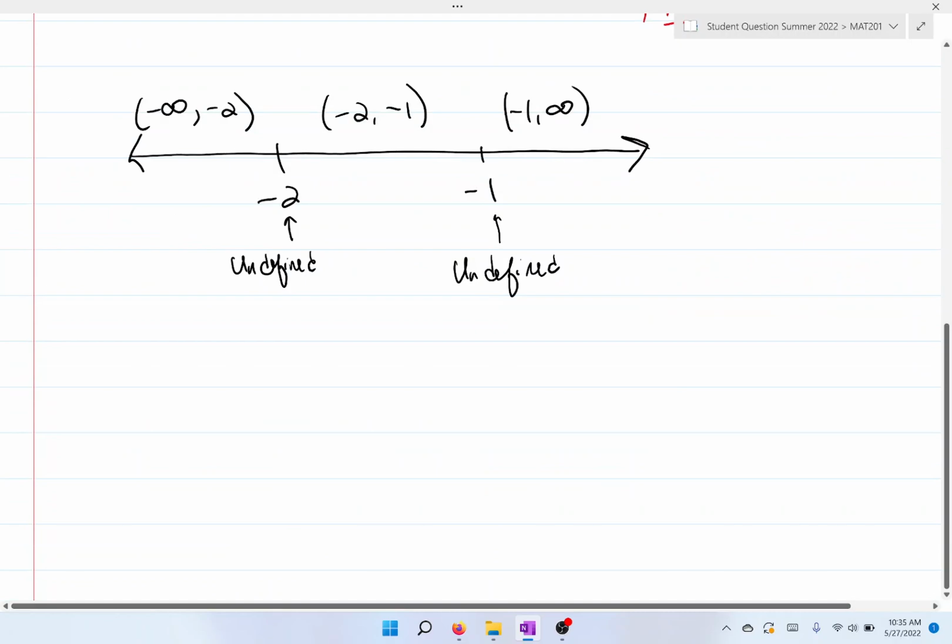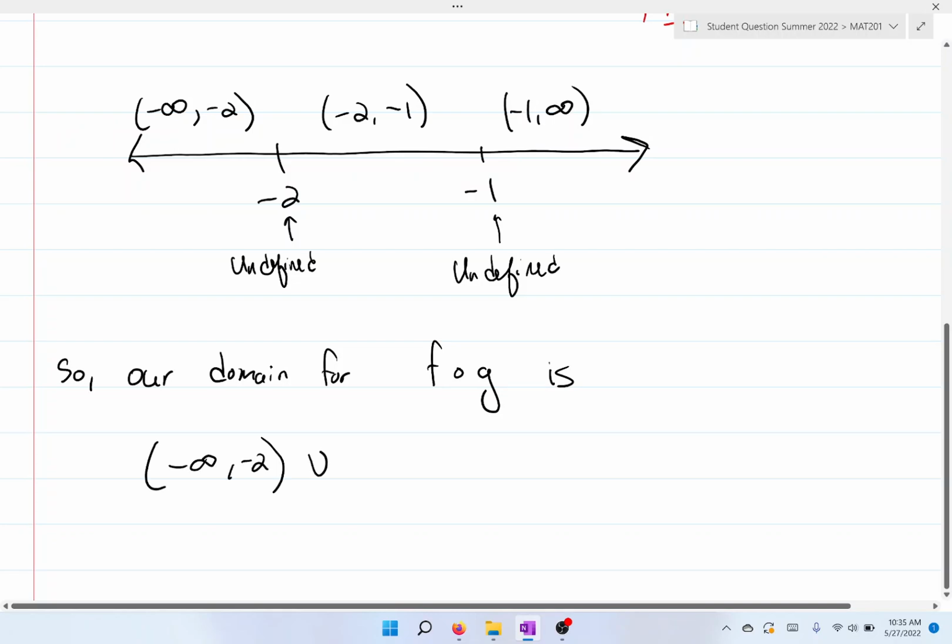So, in interval notation, our domain for f composite g is -infinity to -2, or -2 to -1, or -1 to infinity.